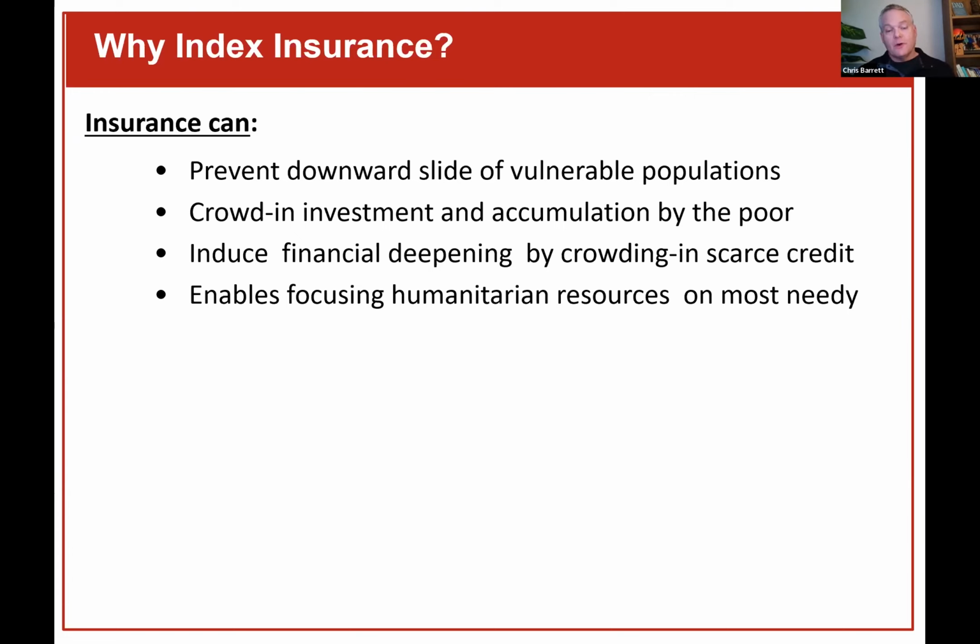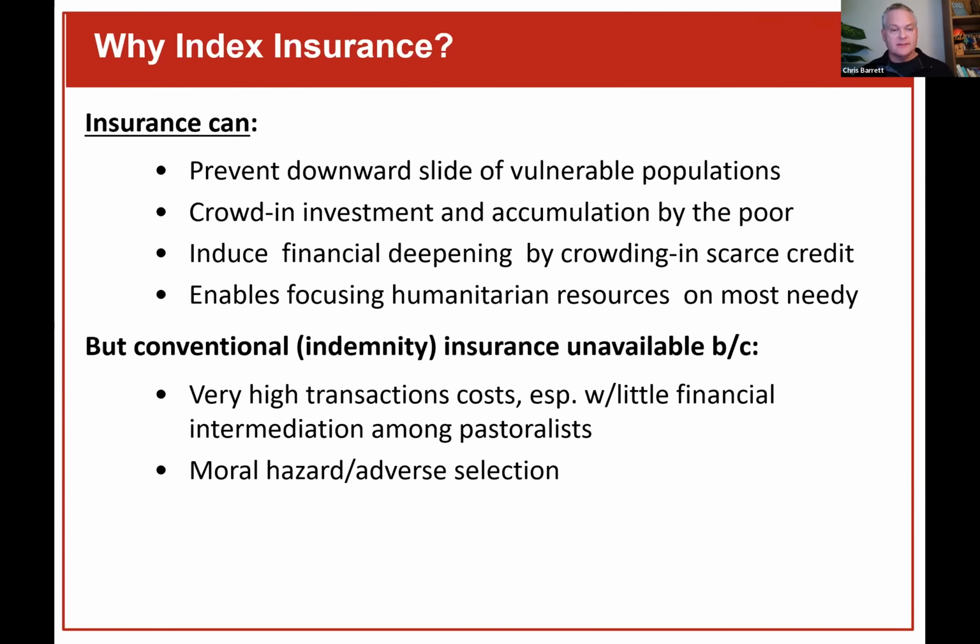And it enables the focus of humanitarian resources on the most needy precisely by addressing that social protection paradox. By providing insurance so that the middle class can get back on its feet quickly, you can concentrate directed social protection resources on those who most need humanitarian assistance.